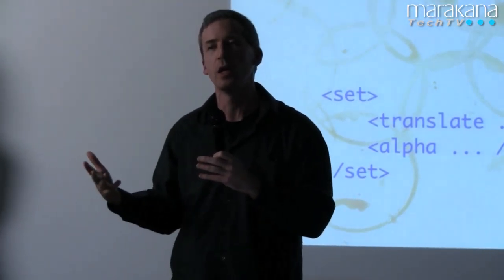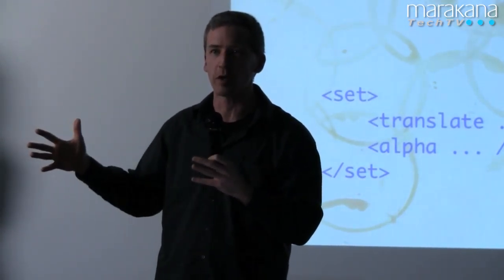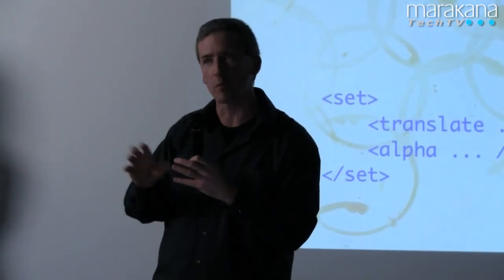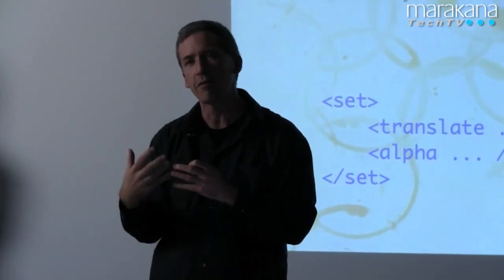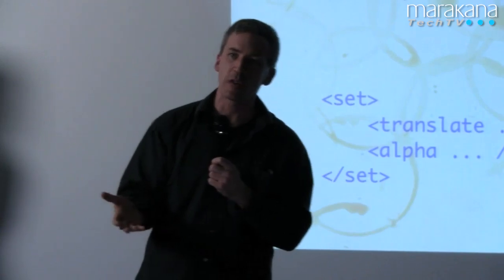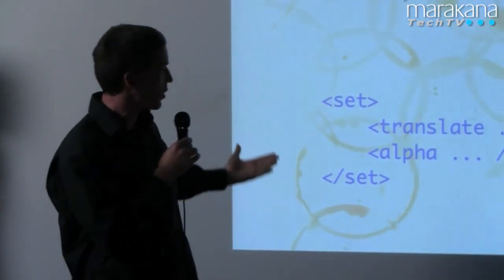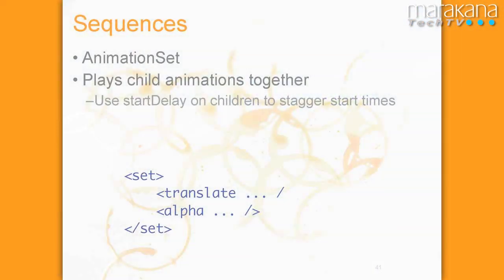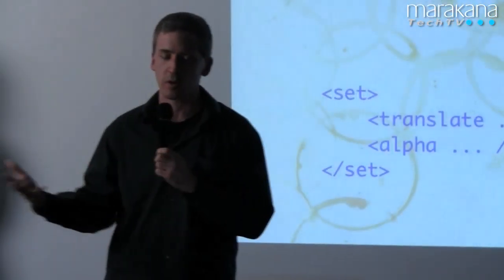Well, this is a sequence of animations. You're not just moving things, you're actually moving several things, maybe with a stagger between them, and then fading something in. And animation set is what enables you to do that. So in XML code, you would say set, and then you'd say, well, here's a translate animation with the following properties, and here's an alpha animation with the following properties to fade this thing in.